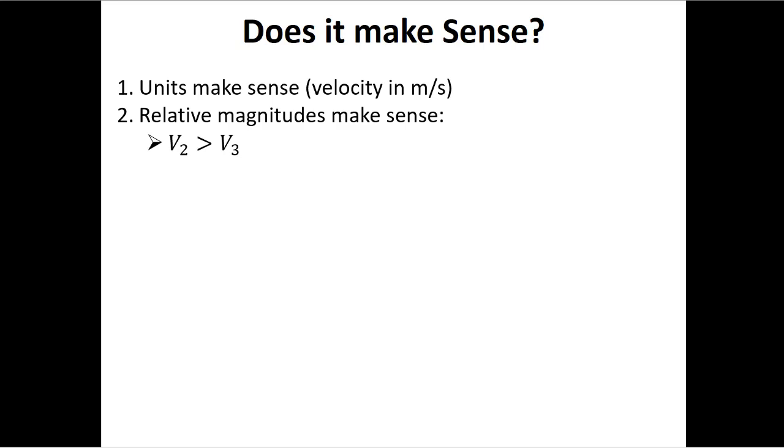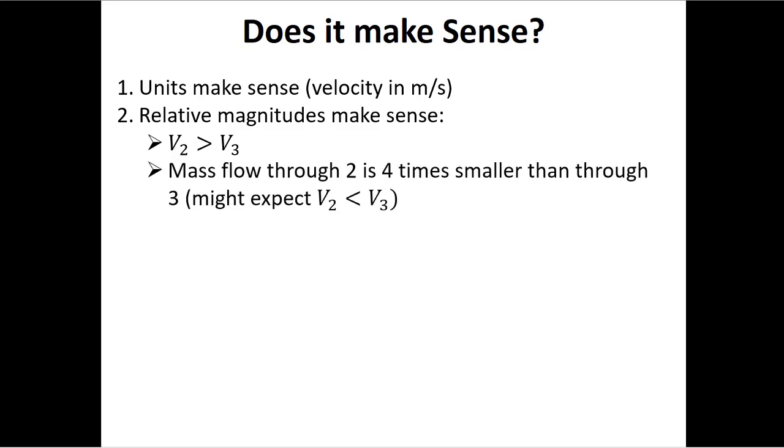We found in our problem that V2 was bigger than V3, but does that make any sense? We know that the mass flow through 2 is 4 times smaller than the mass flow through 3, right? Because at state 2, it was 20% of the mass flow, and at state 3, it was 80% of the mass flow. So that might lead us to believe that V2 would be smaller than V3, which is not what we found.